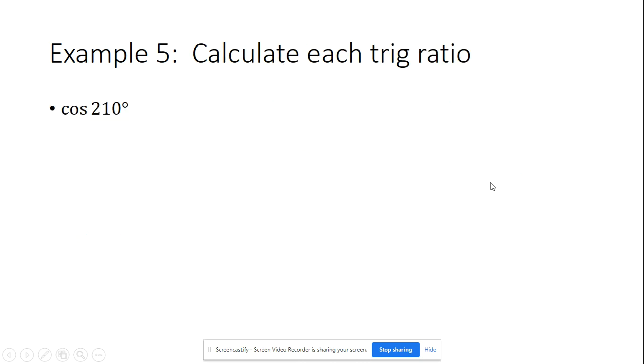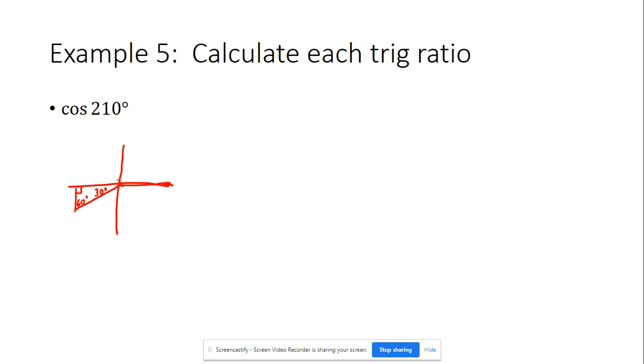Okay, so for this one, calculate each trig ratio, cosine of 210 degrees. First of all, we're going to sketch what 210 degrees looks like. 210 degrees would be starting here. There's our initial arm. Here is 180, and then if we go down like this, that means we have a reference angle of 30. So this is 180, plus 30 for a total of 210. Now, if I have a 30 degree angle, I know that this one is 60 degrees here.